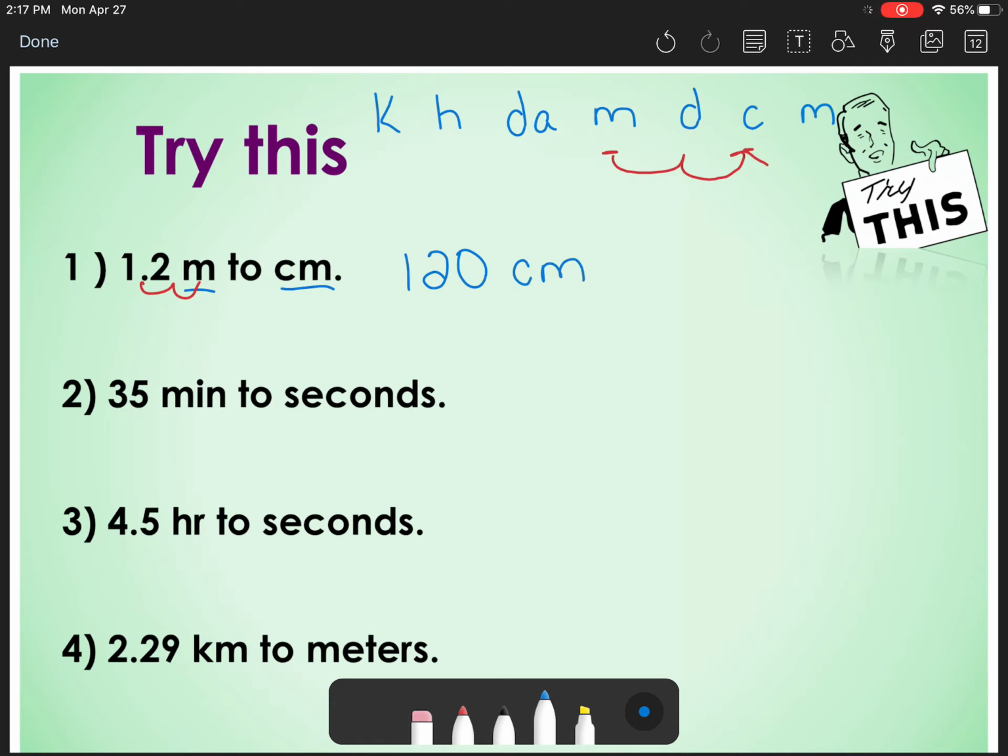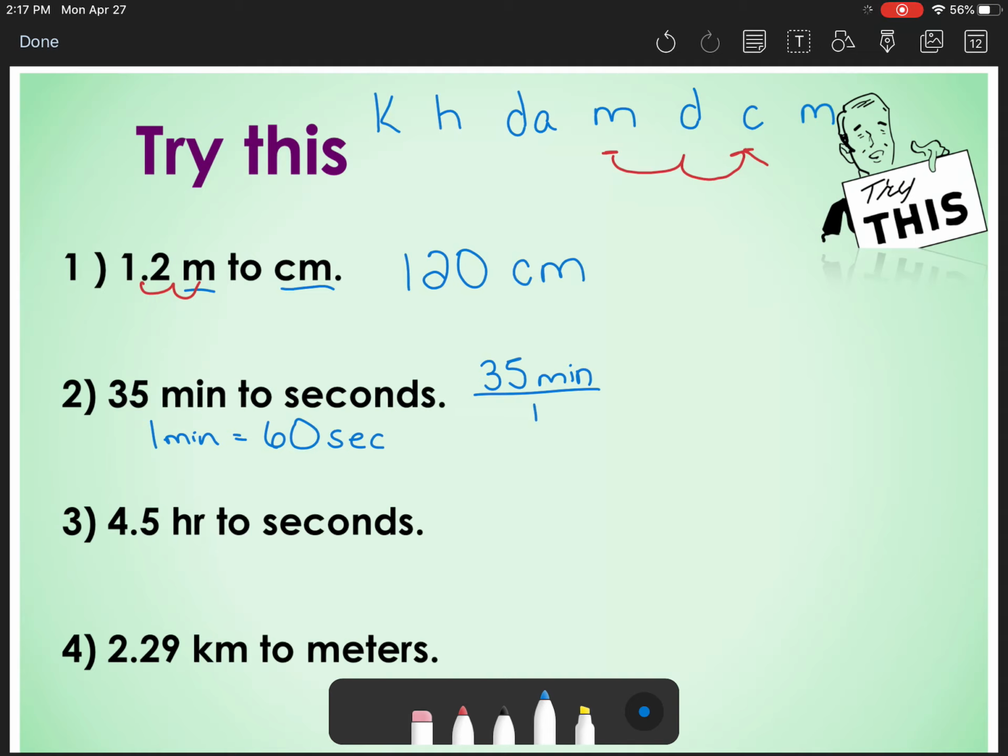120 centimeters. Okay, 35 minutes to seconds. Now I want to show you this one using the proper conversion factor. So first, step 1, write your number as a fraction: 35 minutes over 1. Next, I have to figure out my conversion factor. So my conversion factor here is that I know that 1 minute is equal to 60 seconds.